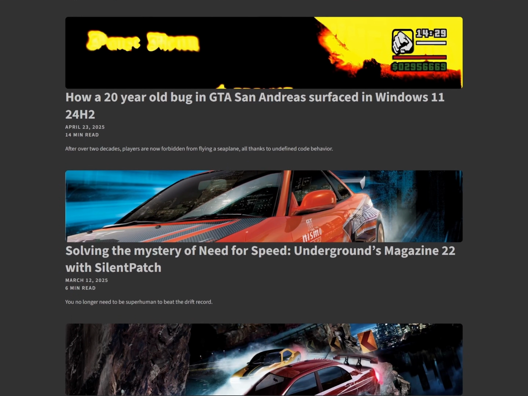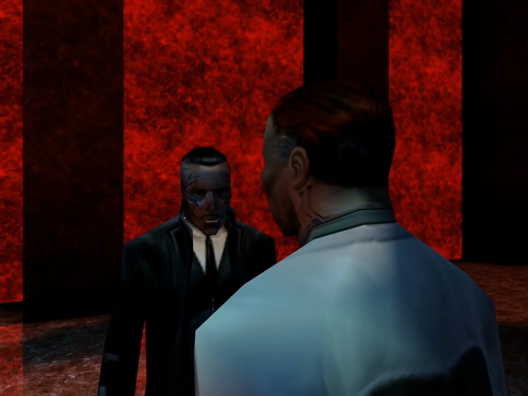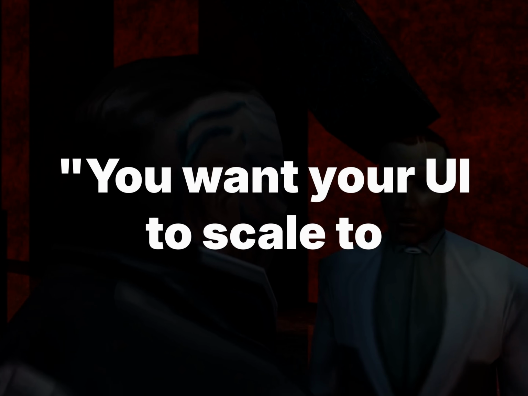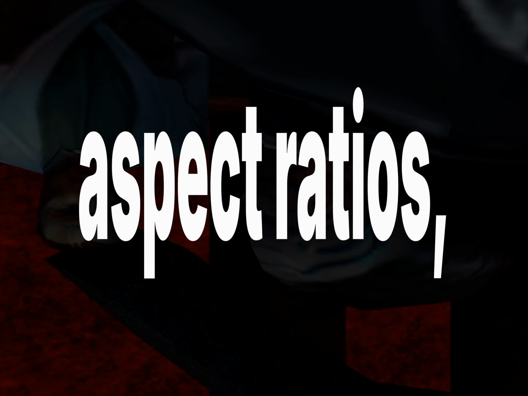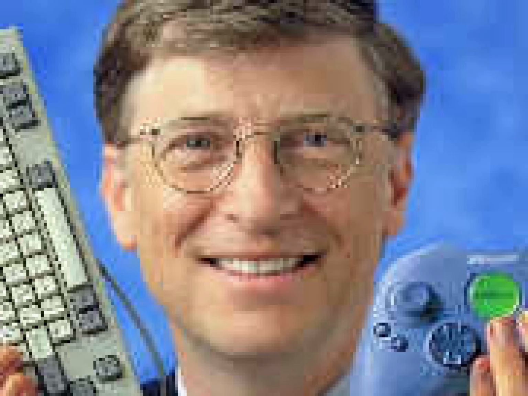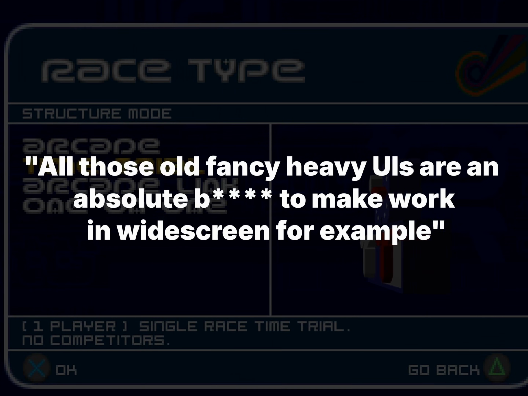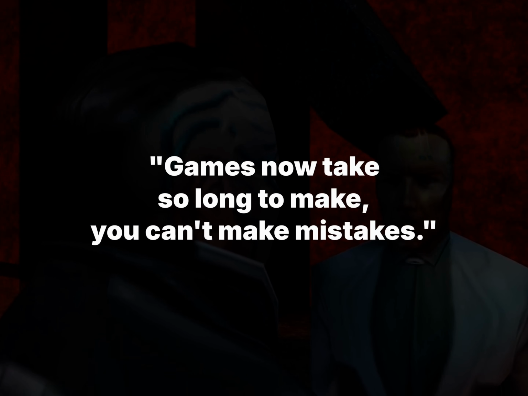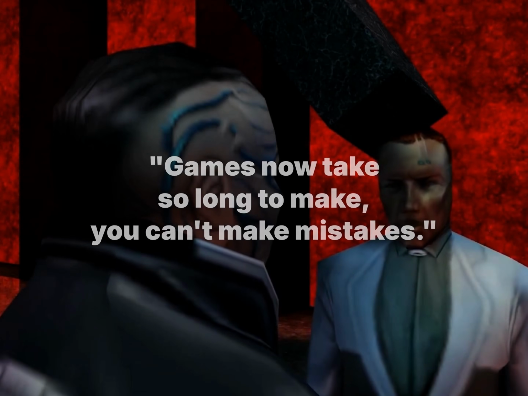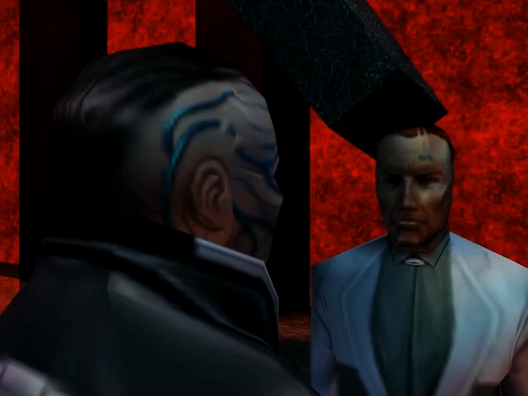He's been on all sides of the game development world. He told me straight up that you want your UI to scale to different resolutions, aspect ratios, look good on a computer and TV, work with a keyboard and gamepad. All those fancy heavy UIs are an absolute bitch to make work in widescreen, for example. Games now take so long to make, you can't make mistakes. And so from a technical side, what we hear is totally understandable.